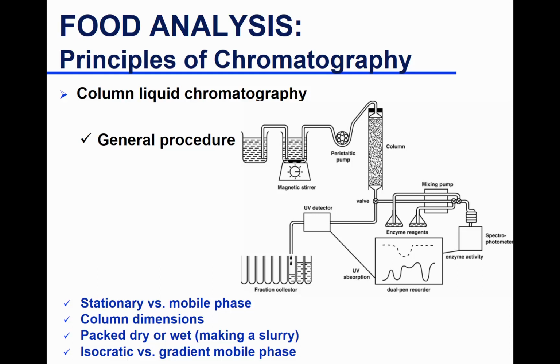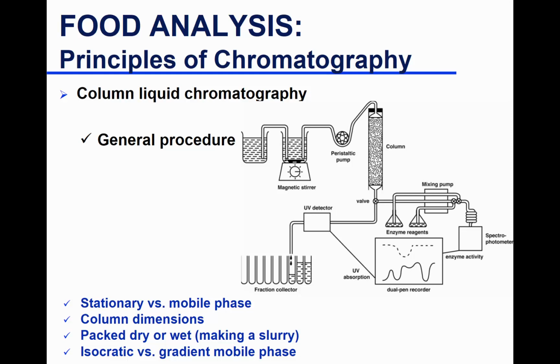Okay, so the gradient is changing the concentration over time during an elution or during a run. So the concentration of the mobile phase is not the same throughout the run from beginning to end. That means I am increasing the strength of my mobile phase over time. So sometimes I don't need to do that. My run is fast and I get good separation. I don't need to increase the strength of the mobile phase.